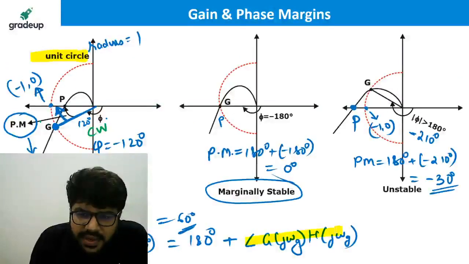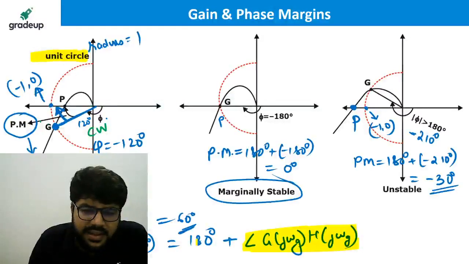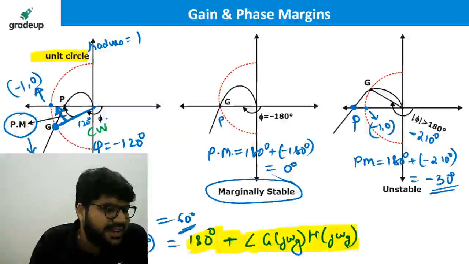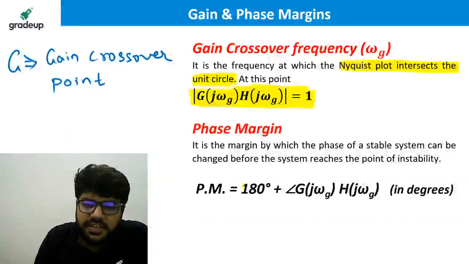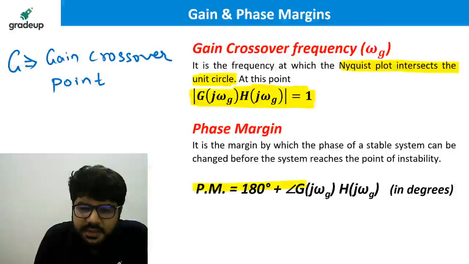Once you get omega g, you calculate the angle at omega g and add that angle to 180 degrees, and you get the phase margin. So phase margin is this formula: 180 degrees plus angle of G(j omega g) H(j omega g).